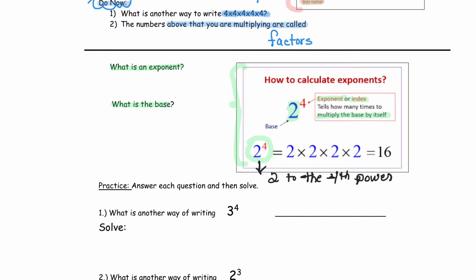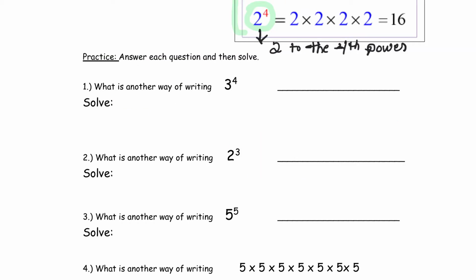Okay, so the base, to go back to these questions, the base is the bottom number. That's the number at the bottom that gets multiplied by itself. So in this example here, the base is 2. And the exponent is the number that tells, it says, what is an exponent? That is the number that tells you how many times to multiply the base. Please pause the video and copy that down.